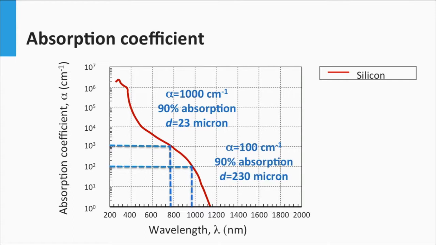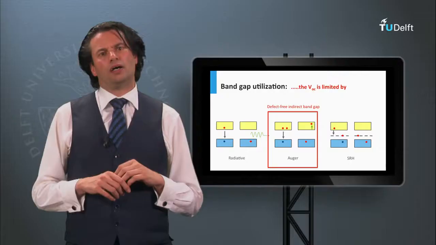Around a wavelength of 970 nanometers, crystalline silicon has an absorption coefficient of 100 per centimeter, and it requires an absorption path length of 230 microns to absorb 90% of all the light. This is a typical thickness of silicon wafer. This demonstrates that the light trapping techniques become important for crystalline silicon absorber layers above a wavelength of 900 nanometers.